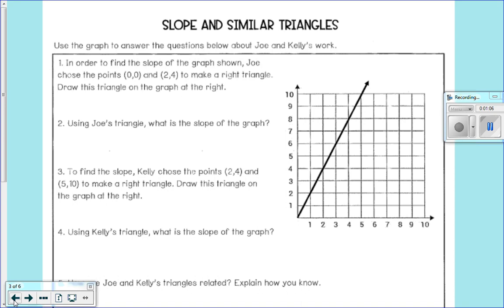All right, so we're going to use the graph to answer the questions below about Joe and Kelly's work. Okay, so in order to find the slope of the graph shown, Joe chose the points (0, 0) and (2, 4) to make a right triangle. Okay, so we're going to draw this triangle on the graph at the right. So let's go ahead and graph (0, 0) on that point, and (2, 4). And we're going to make a right triangle. And we always do our rise and then our run. So we should have that right there.